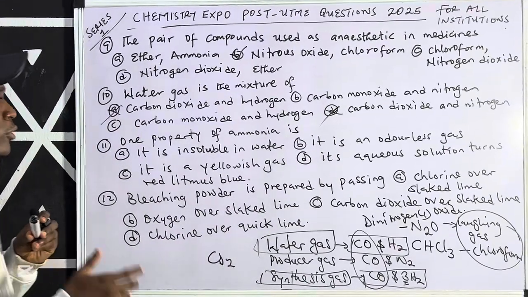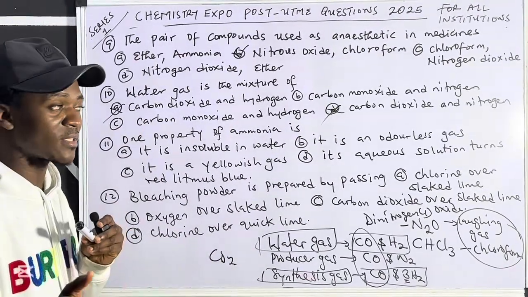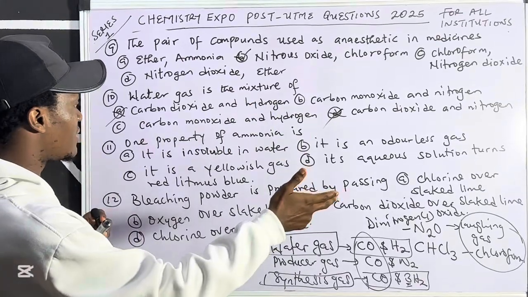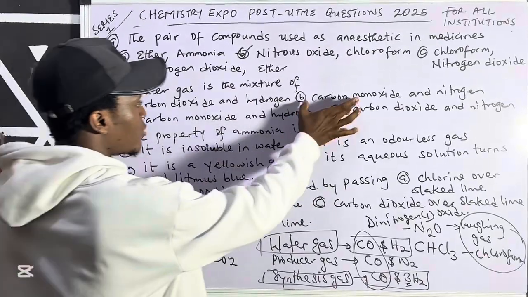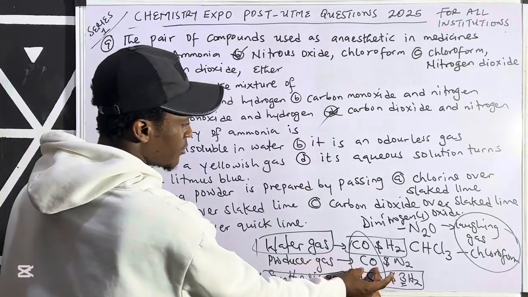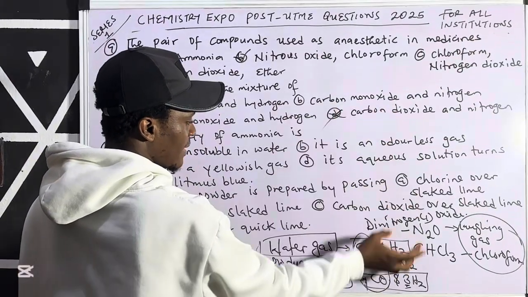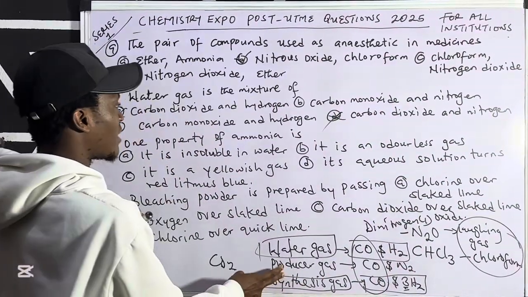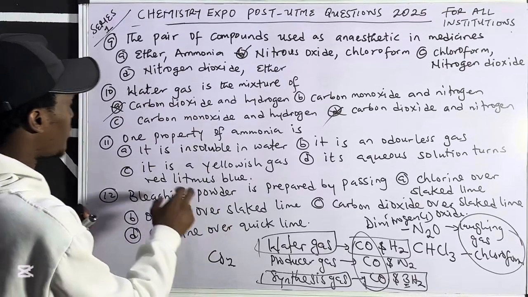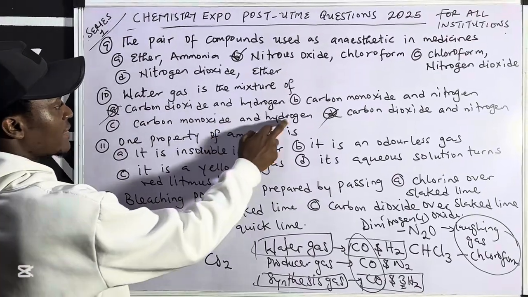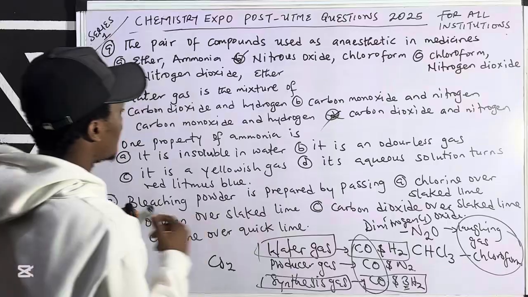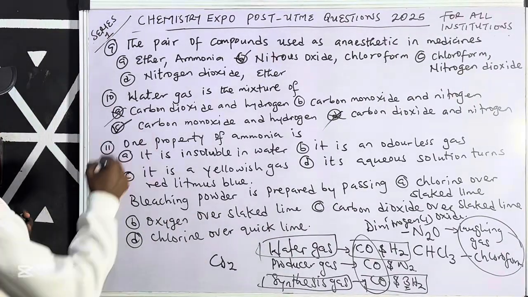B is carbon monoxide, which is also known as carbon two oxide, and nitrogen. Is that correct? No. This should be for producer gas, because carbon two oxide, also called carbon monoxide, and nitrogen is for producer gas. But they said water gas. So it should be what? Carbon monoxide and hydrogen, which is this. So the correct answer is option C.